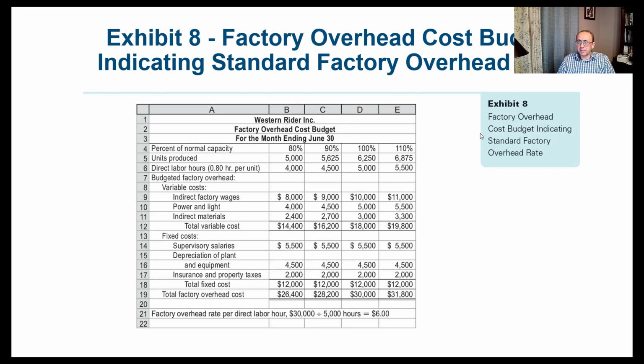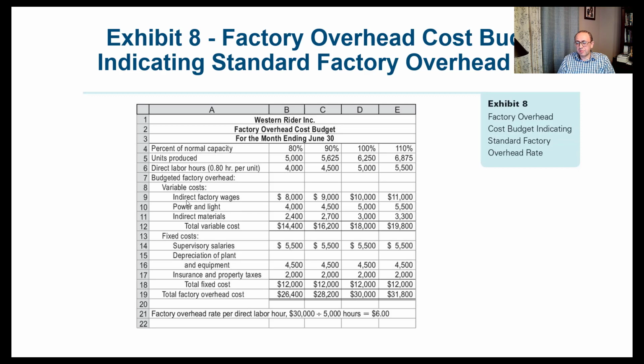So if we create an Excel sheet where we have the factory overhead cost budget for the month ending June 30th, on the third column here you have the 100% capacity. So at 100% capacity, the direct labor hours would be 5,000 hours, the units produced would be 6,250, and we have here a group of variable cost and a group of fixed cost.